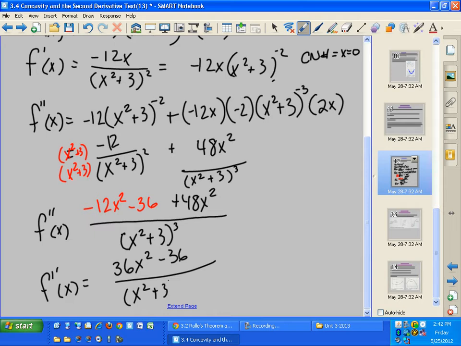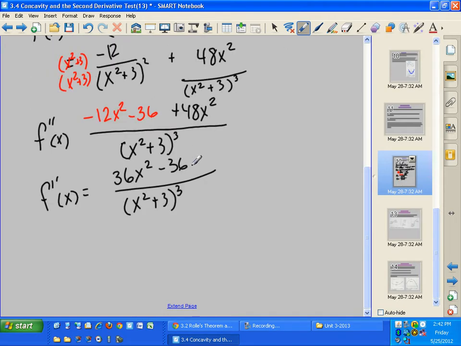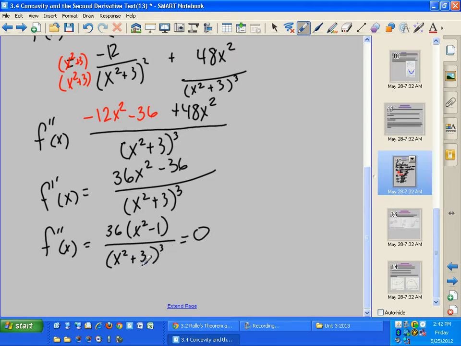All right, and I could maybe make my life a little bit easier and factor out a 36. So f double prime of x, all neatened up, would be 36 times (x squared minus 1) all over (x squared plus 3) cubed. All right, so now if I set the second derivative equal to 0, I have to check the bottom is still going to be an imaginary number, so we don't want that. So we really worry about the top, and you can see that what we're going to call points of inflection happen at x equals plus or minus 1.